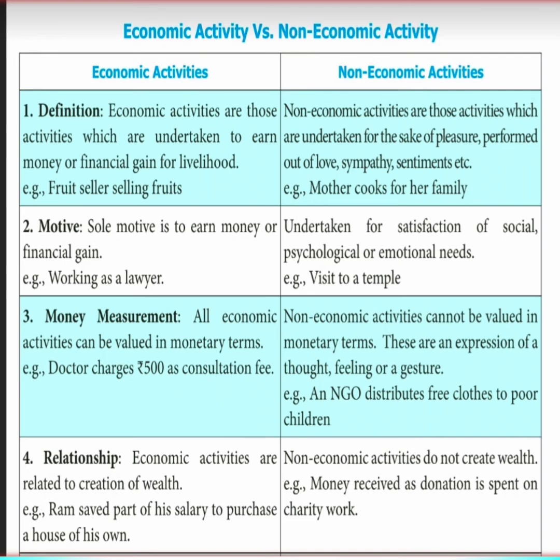Non-economic activities cannot be valued in monetary terms. These are an expression of thought, feeling or a gesture. Example, an NGO distributes free clothes to poor children. The full form of NGO is non-government organization. It can even be called a non-profit organization. So this organization distributes free clothes to poor children or for any trust or any orphanage. So in turn they will not receive any money.